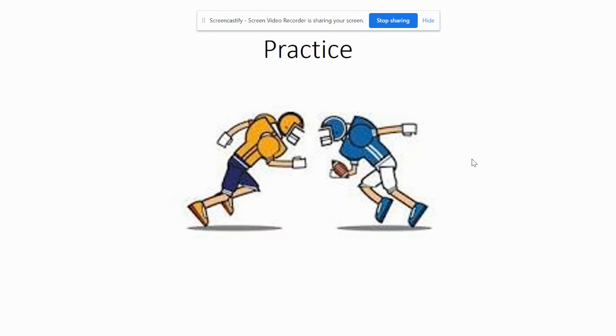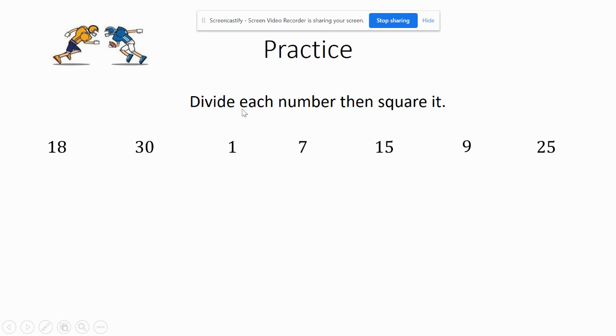We're going to practice, in a sense, dividing our b term and squaring it. So we're just going to ignore everything else, but we're going to practice dividing by 2 and then squaring. I started off with some that are fairly easy, that are even, because 18 divided by 2 is 9. And then we're just going to square the 9 to make 81.